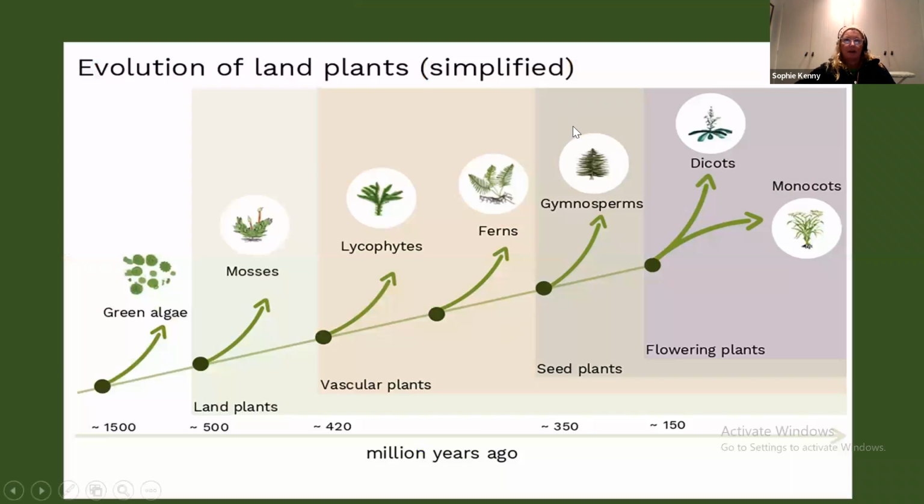So we've just got a very simplified timeline of plants throughout the ages. So if we're looking back around 1500 million years ago, when the first land plants started out of the water, which was algae, they then developed into mosses and then up to lycophytes. And you can see there on the screen, lycophytes were the first vascular plants. And vascular basically means they had a transportation system within their structure.